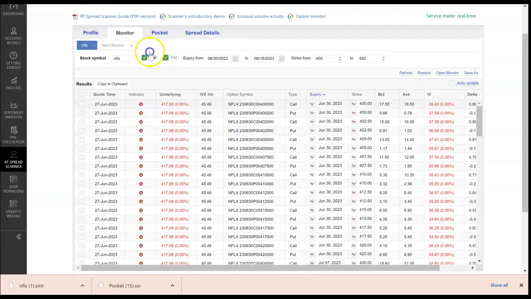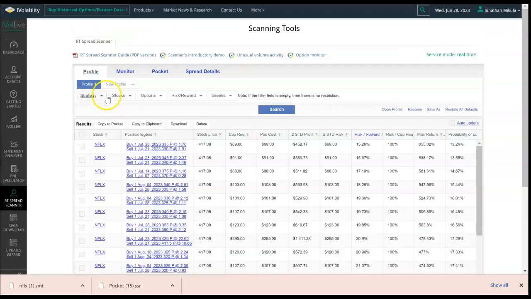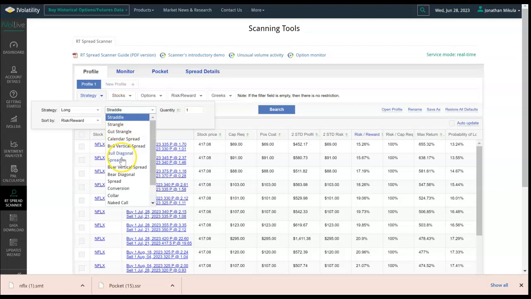So that's how we can find our trading thesis on IVolLive, come to the real-time spread scanner, run some scans to look at trades that play along with that thesis, and then create a watch list for those names. And again, this was for a bear diagonal spread, which is right here.